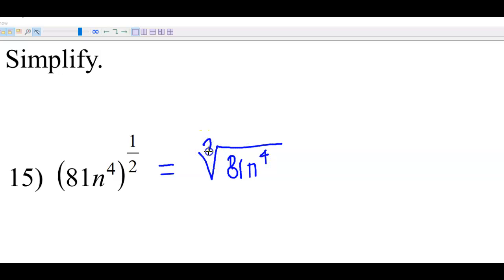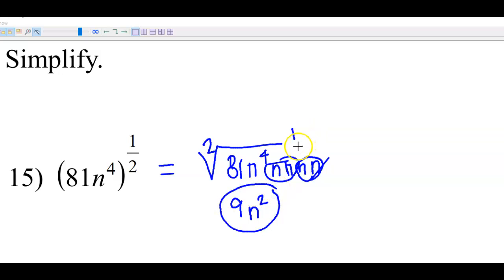This is a square root. It would be to the 1st power. Because it's to the 1st power, I don't need to do that 3rd step, right? I won't need to raise it to a power. All I need to do is take the square root of 81 n to the 4th. 81 is a perfect square, so the square root of 81 is 9. If I have 4 n's underneath, n times n times n times n, that means I have 2 groups of 2, one here and one here. So I can bring out an n, and then I can bring out another n, and n times n is n squared. Again, since that was just to the 1st power, I'm just done there, so 9n squared.